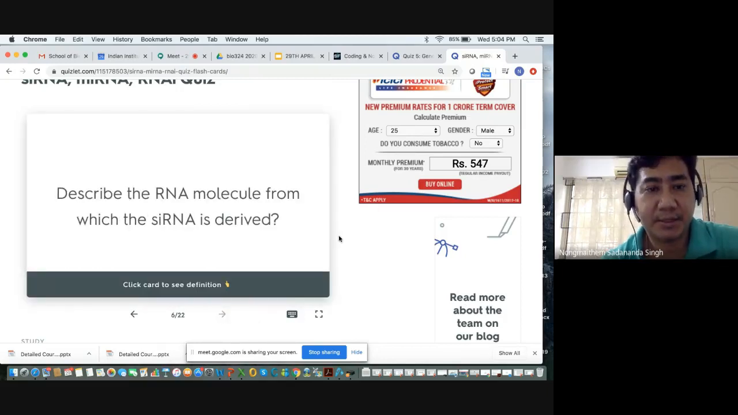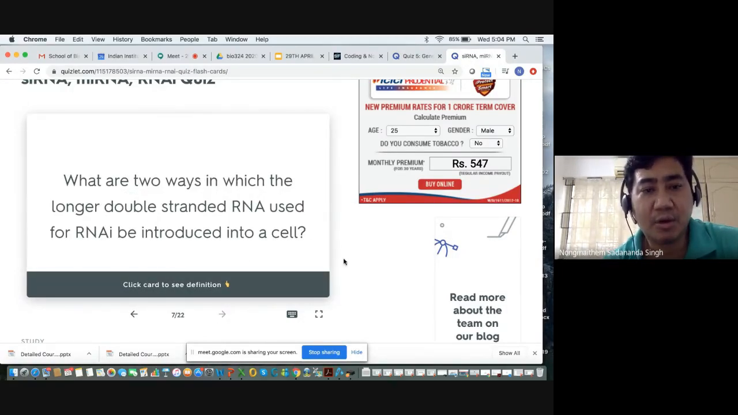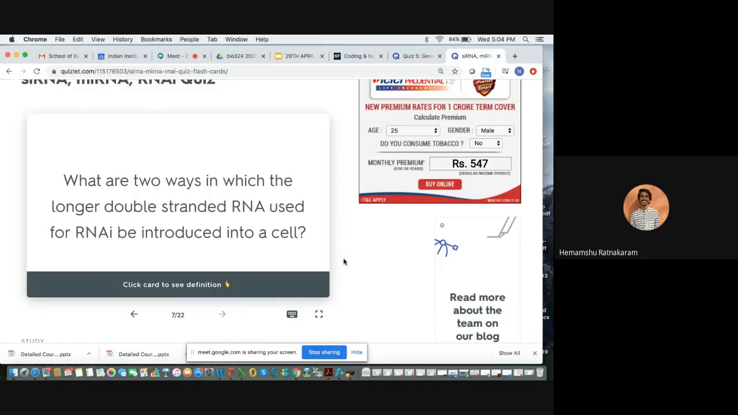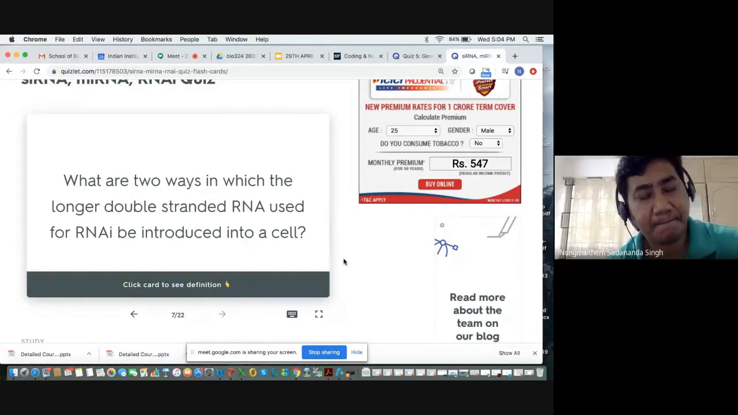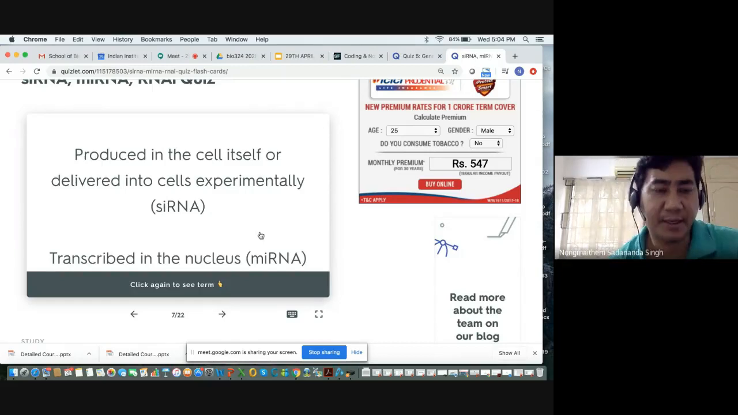Then next, describe the RNA molecule from which siRNA is derived. We know that this one is from double-stranded RNA, correct? Then what are two ways in which long double-stranded RNA used for RNAi can be introduced into a cell? How can you introduce it? Endocytosis. Viral infection, the virus can inject it into the cell as well. Okay, maybe that is fine. The answer given, producing it in the cell itself or delivered into cells experimentally, transcribed in the nucleus as microRNA, is not very satisfactory to me.